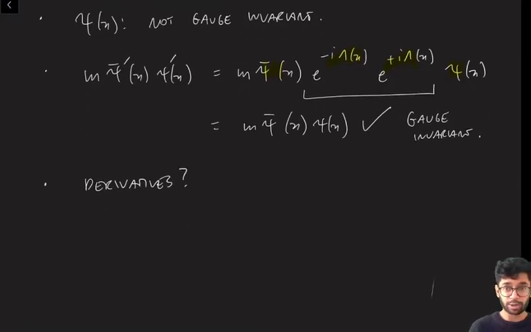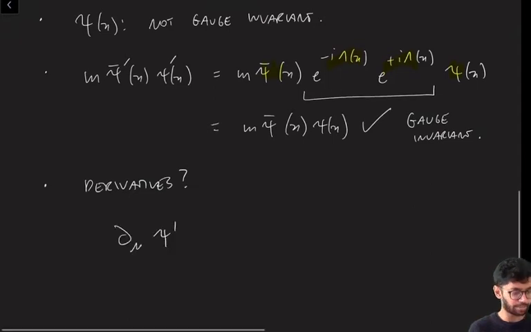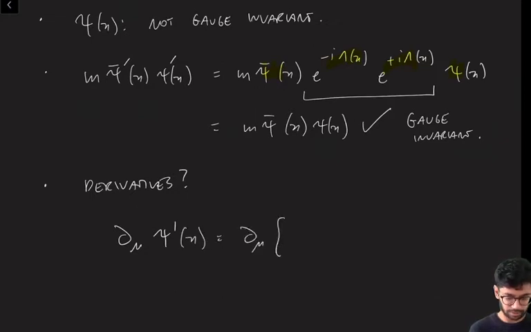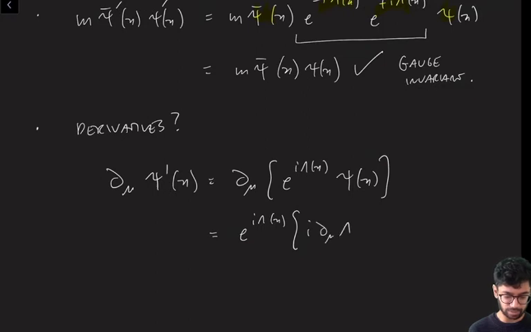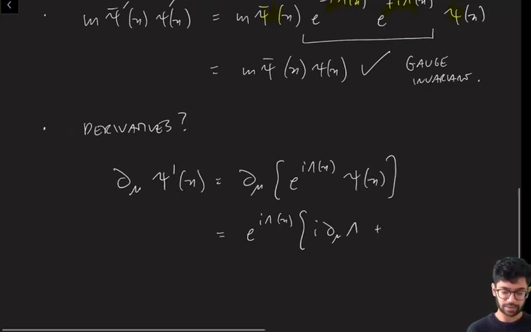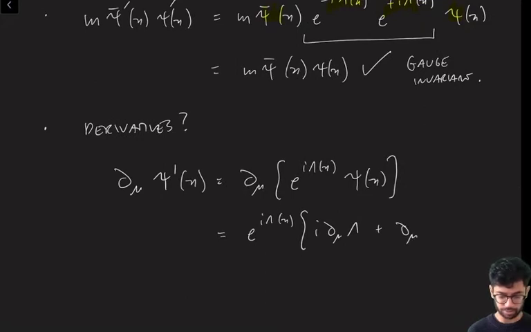So, we're going to now run into this issue that has to do with the fact that the gauge transformation is local, that it changes from point to point. So what is d mu psi prime? So d mu psi prime of x is equal to d mu of e to the i lambda psi of x. And if you work out what this is, clearly, let me take the e to the i lambda out front. There's a term coming from the derivative acting on the e to the i lambda, which looks like i d mu lambda. And then there's a term here, which is d mu acting on psi of x. Okay.